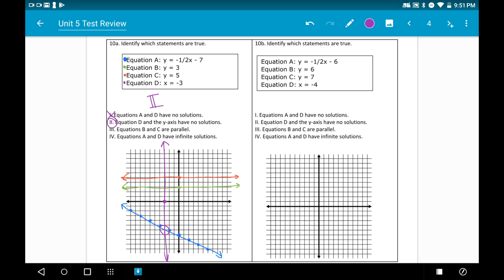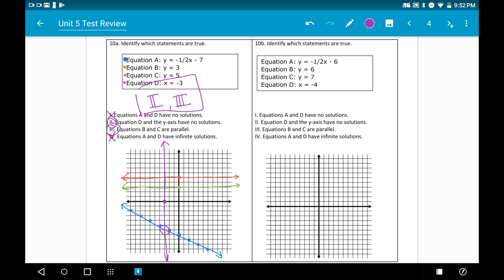Number 3 says B and C are parallel. So B and C, that's our green and our red. These two lines are parallel, so 3 is an answer. Equations A and D, so blue and purple, have infinite solutions. Remember from earlier, infinite solutions is when they're the exact same line. So blue and purple, those are not the exact same line, so 4 cannot be the answer. So 2 and 3 are the true statements here.